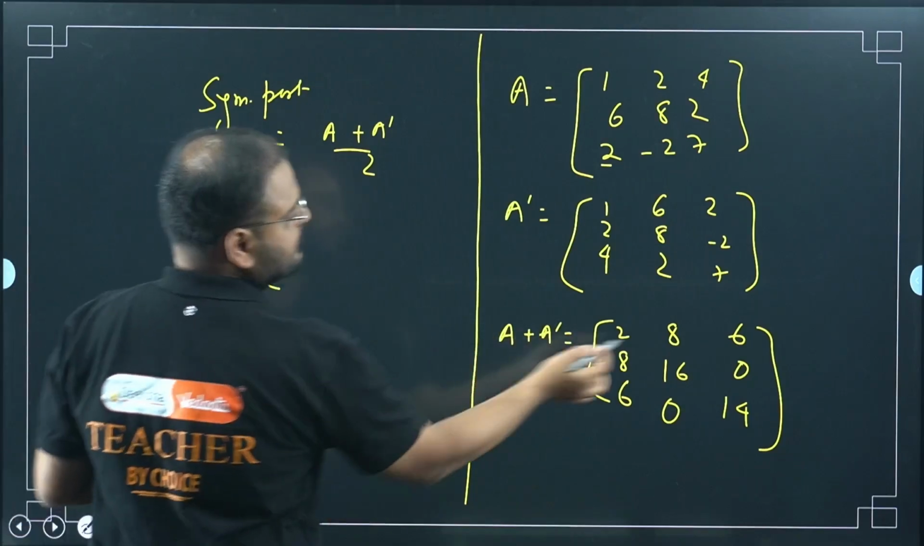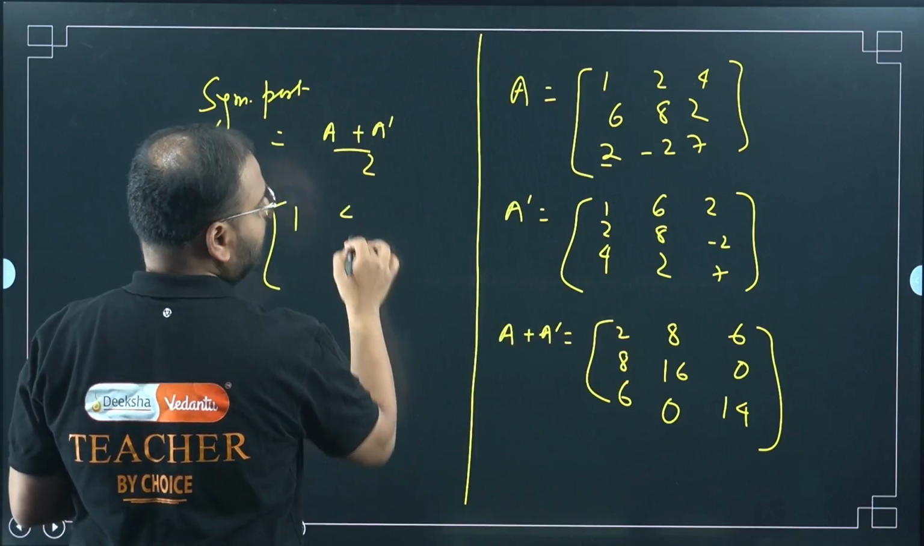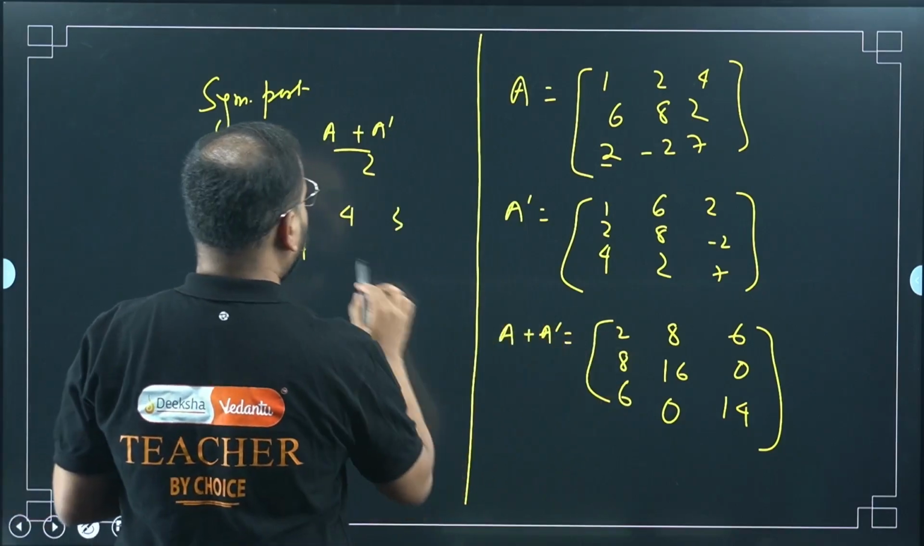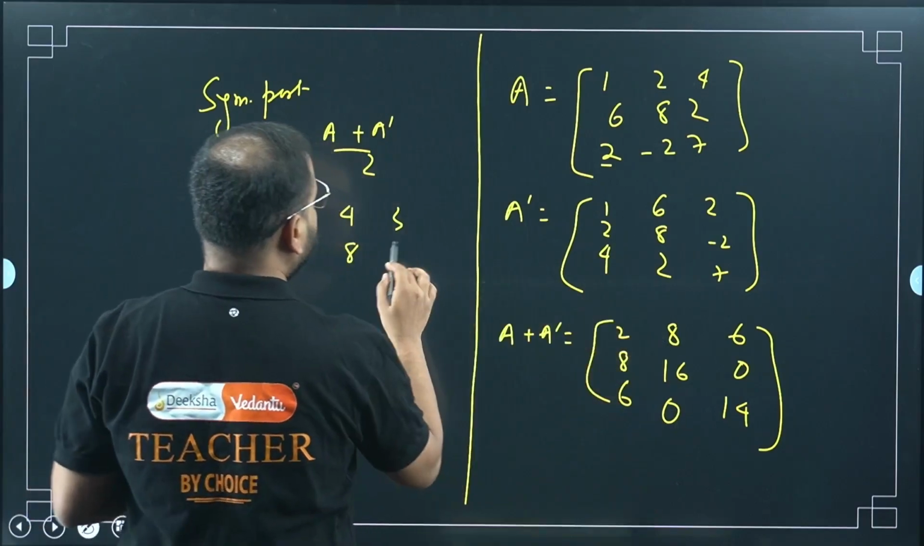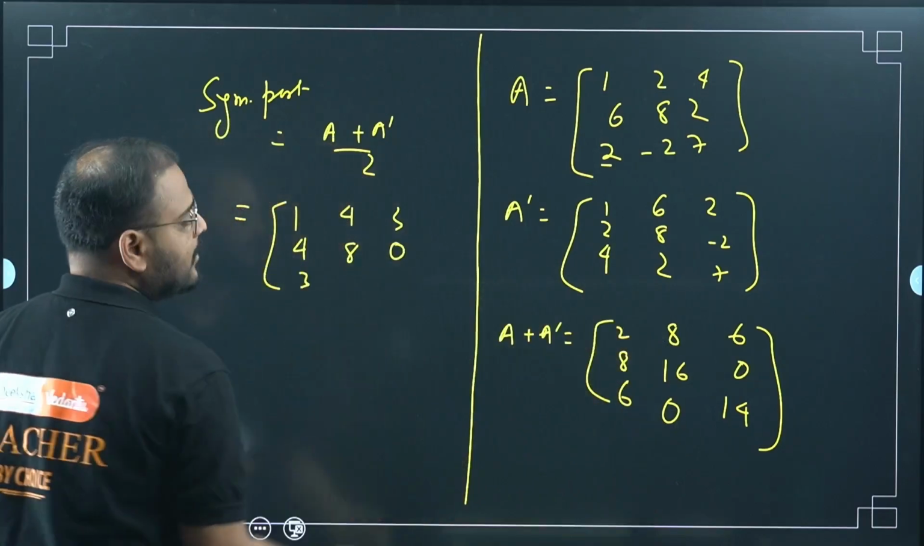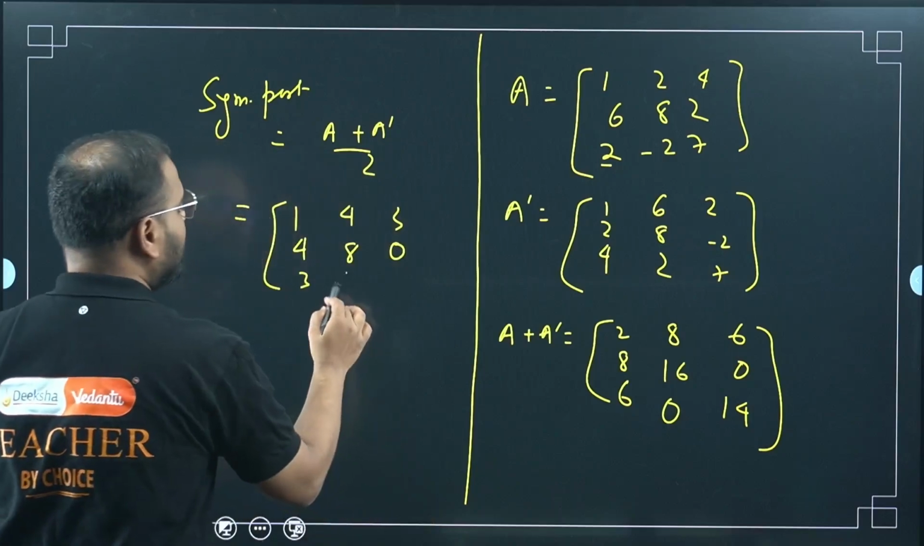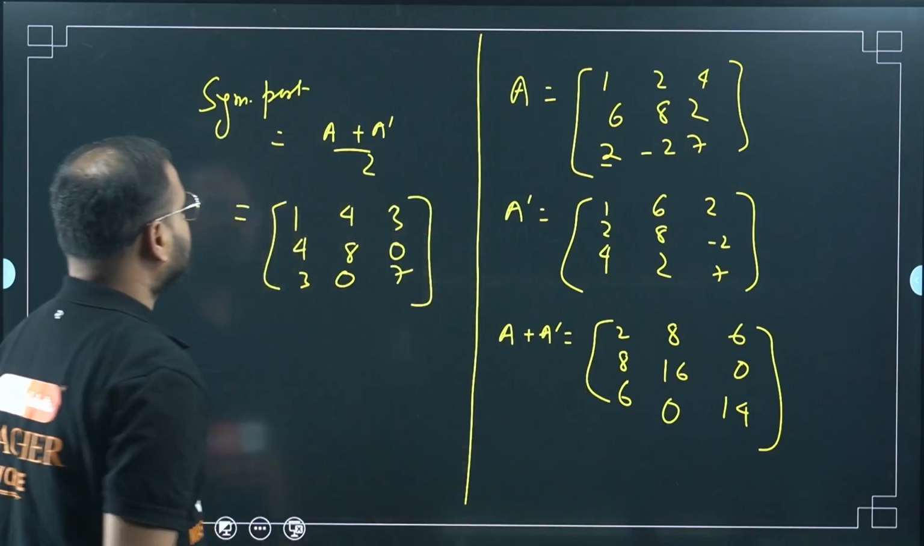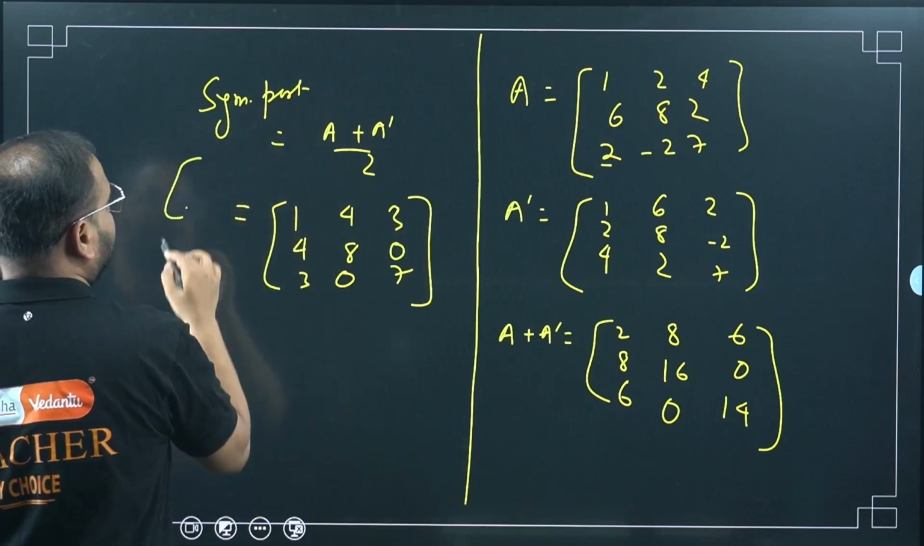I'll get this as 1. The 8 by 2 will become 4. This will be 3, right? This will be 4 again. This will be 8, 16 by 2. 0 by 2 is simply 0. 6 by 2 is 3. 0 by 2 is again 0. And 14 by 2 is 7. This is 3. Okay. This is my symmetric part, right?